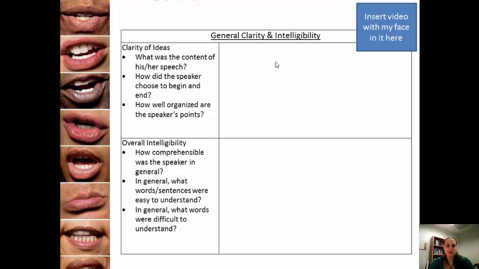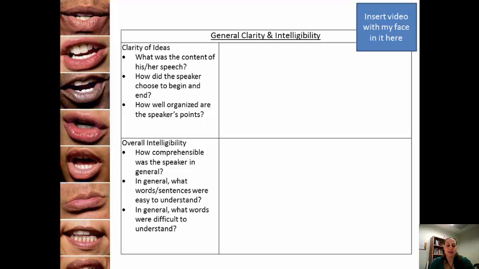So in this first box, and this is the table that you will be filling out for the oral language analysis, you're going to talk about the clarity of her ideas and use these questions as guiding points for you to talk about. So what was the content of her speech?